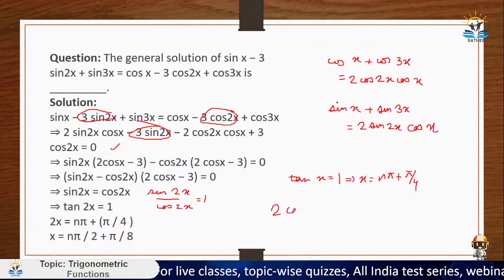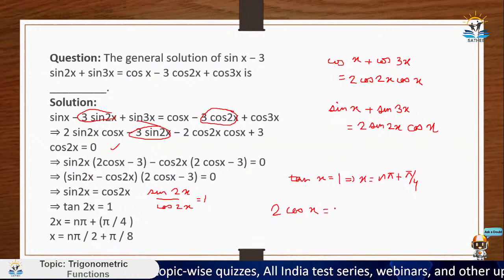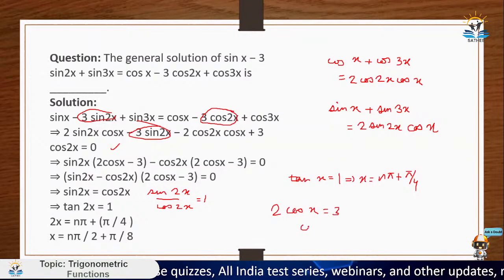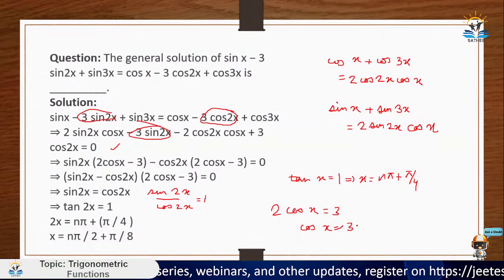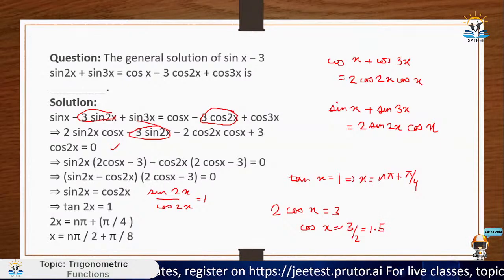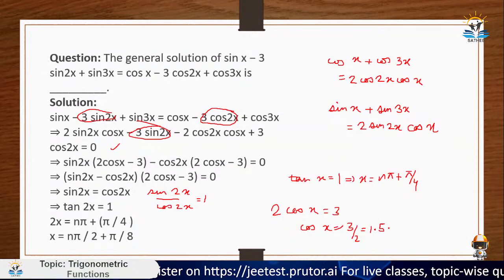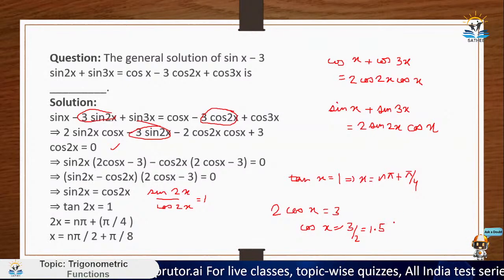2 cos x is equal to 3. I have taken 3 to that side, and cos x is equal to 3 by 2. Okay, so from here you can see that we are getting cos x equal to 3 by 2, which is 1.5. And we know that the value of trigonometric functions sine and cos is between -1 and 1. You cannot go beyond 1 and you cannot go below -1. So basically, you are getting -1 to 1 as your range for sine and cos functions. That's why cos x equal to 1.5 is not possible.